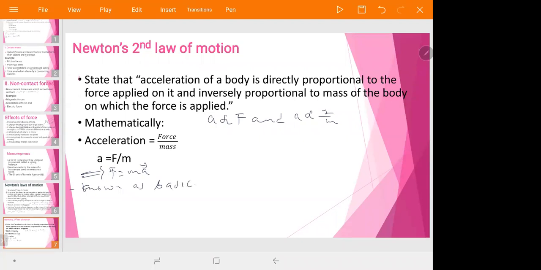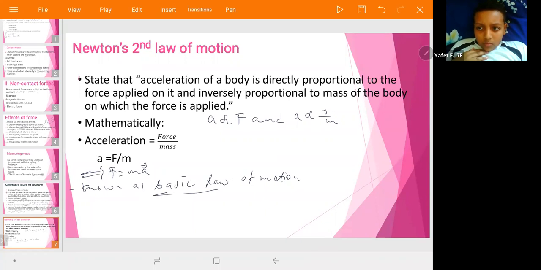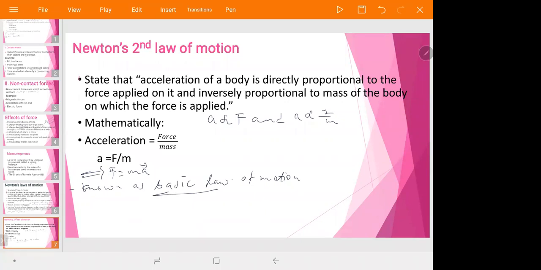Basic law of motion. It is known by the name of basic law of motion. Why is it known as the basic law of motion? It is valid from the atomic level up to celestial bodies like planets, galaxies, and so on. Newton's second law is valid from the atomic level up to celestial bodies. Therefore, it is known as the basic law of motion.